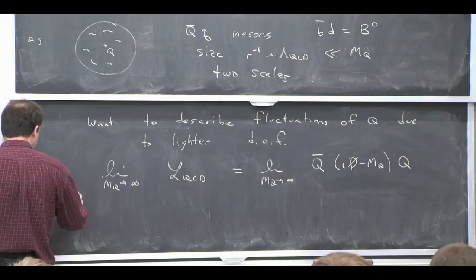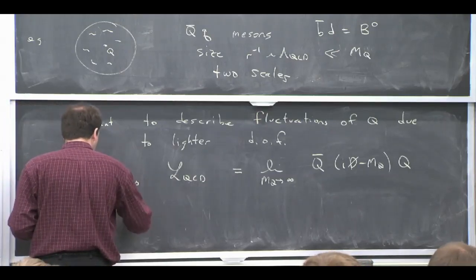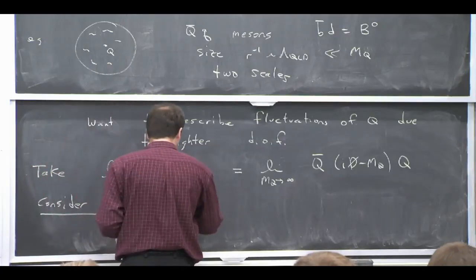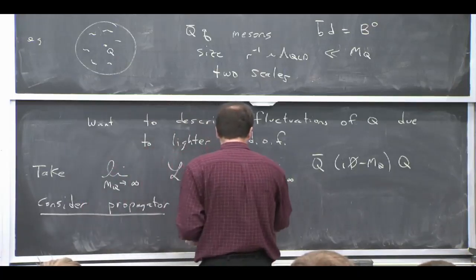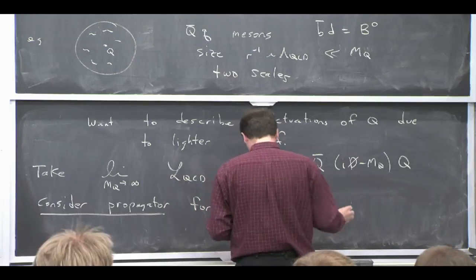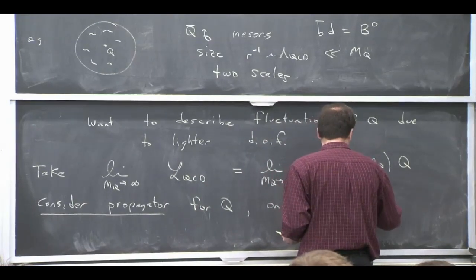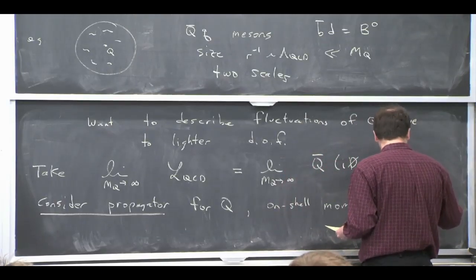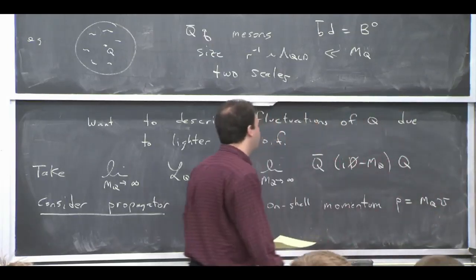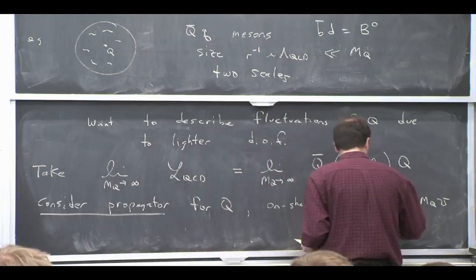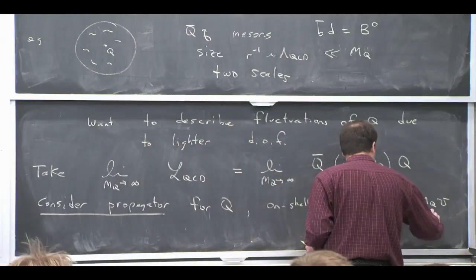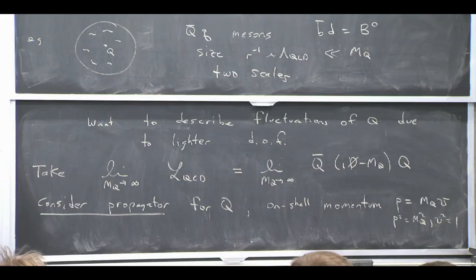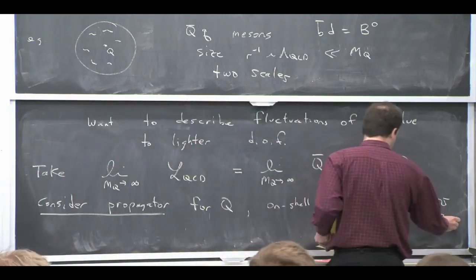So let's start slowly and consider the propagator for a heavy quark. And we'll come back to the Lagrangian. And we'll consider it with some on-shell momentum. We'll consider an on-shell momentum to be parametrized in the following way. So if I have an on-shell momentum, I'll say that p is equal to M_Q v, so that p squared is equal to M_Q squared, and v squared is 1. So once I pull out the mass dimension M_Q, the remaining thing I call v, and that's just some parameter which squares to 1 on shell.